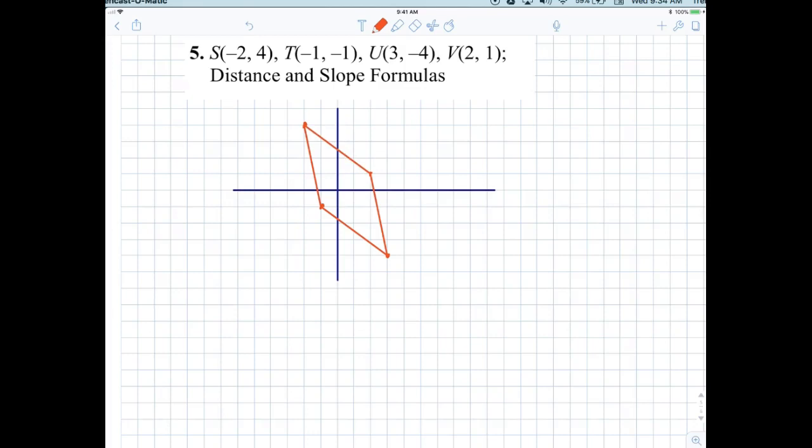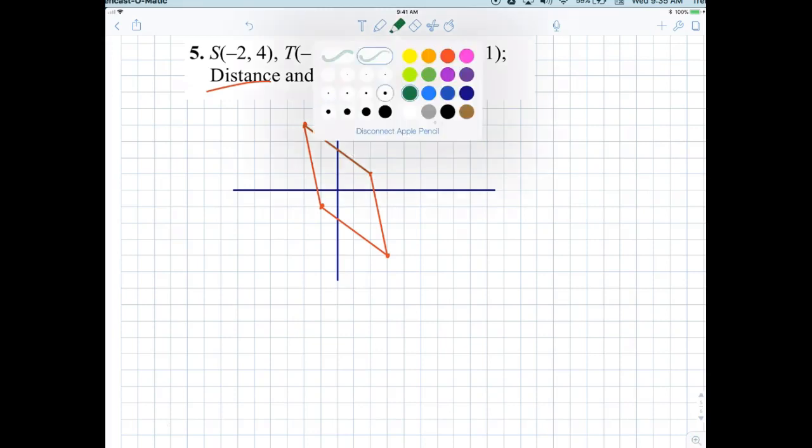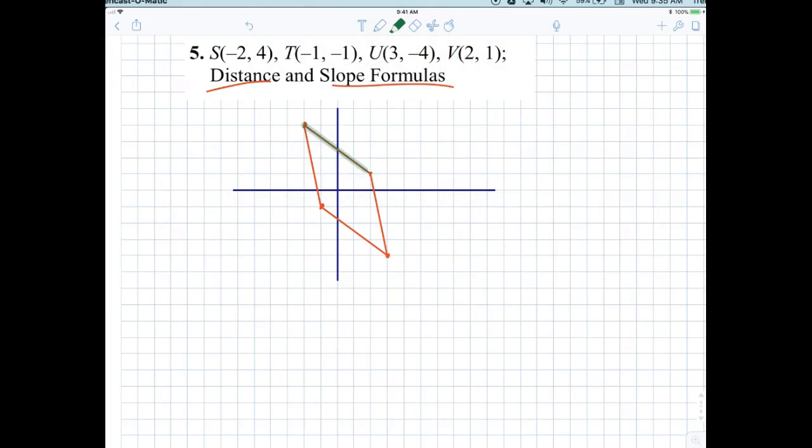In this case, they want the distance and the slope formula. One of the rules is that if one side is parallel and congruent, it must be a parallelogram. If opposite sides are both parallel and congruent, then it's automatically a parallelogram. So what we're going to do here is show that it's both parallel and congruent.